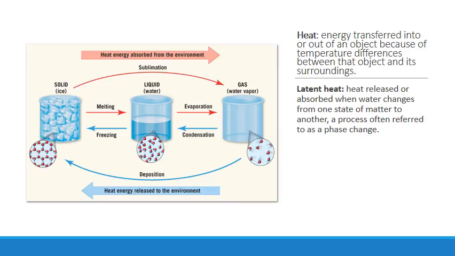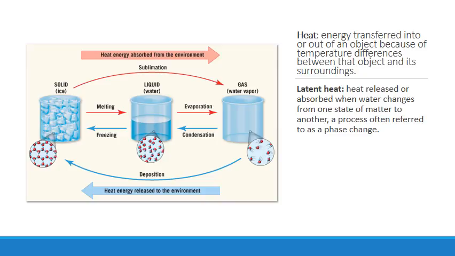So heat is energy transferred into or out of an object because of temperature differences between that object and its surroundings. If you hold a mug of hot coffee, your hand will begin to feel warm or even hot. By contrast, when you hold an ice cube, heat transfers from your hand to the ice cube, right? It's not the cold that's transferring to your hand, it's the heat that transfers; the energy is transferring from your hand to the ice cube.